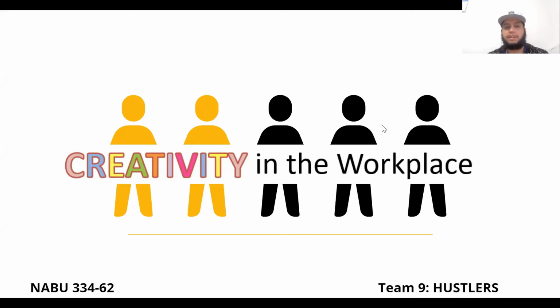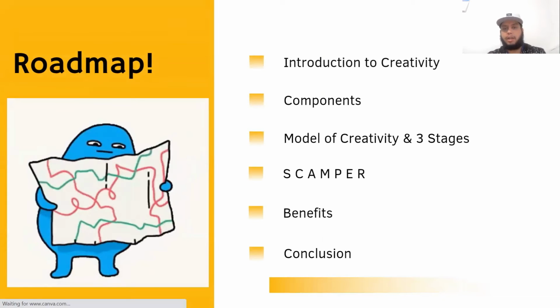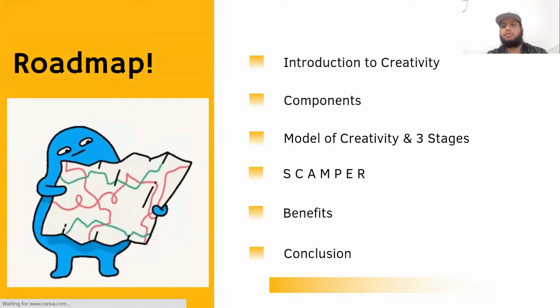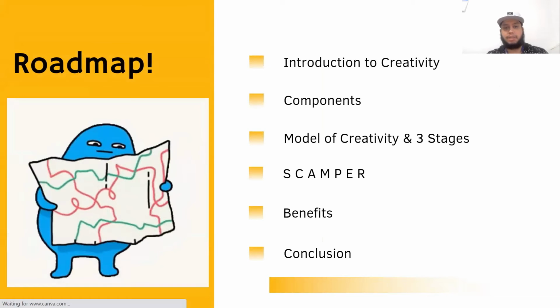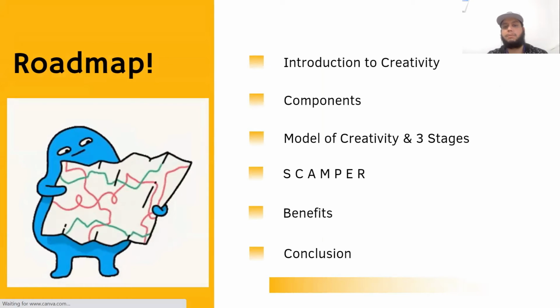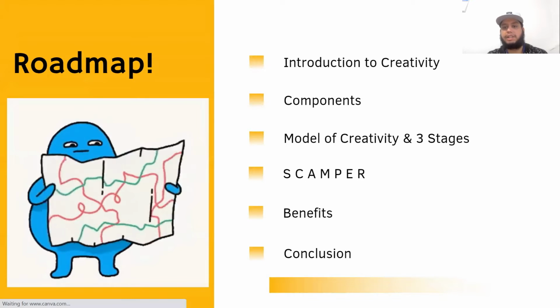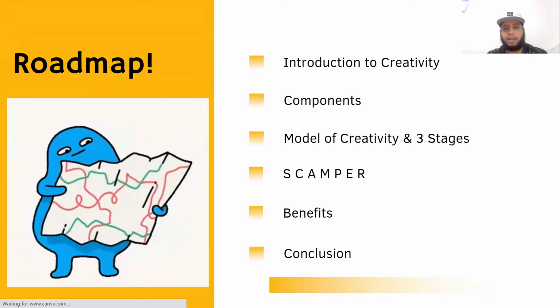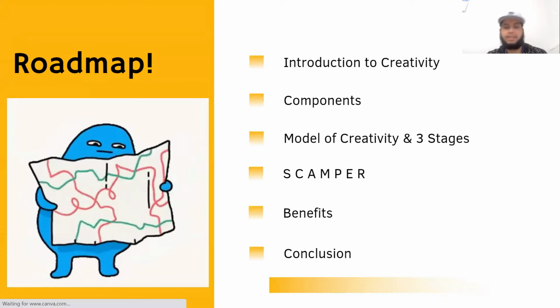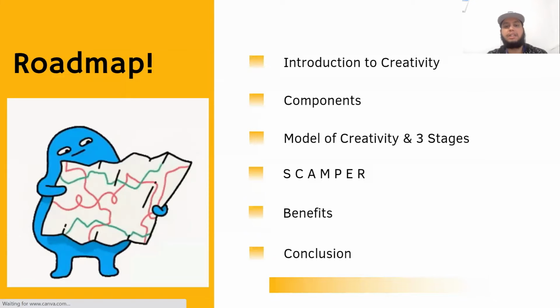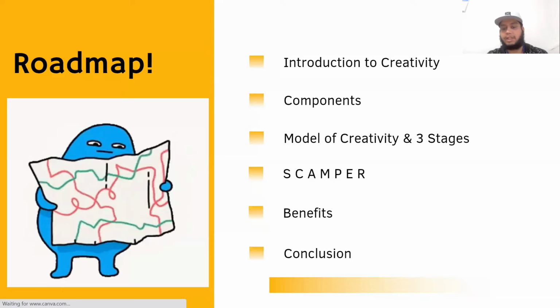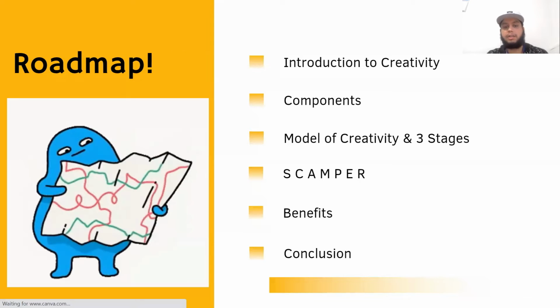Our topic for today's Teach Back is creativity in the workplace. So let's go through the roadmap. First, we'll give an introduction to what creativity is for different people. Next, we'll go through the components of creativity. After that, we'll be covering the model of creativity and its three stages. Next, we have a short video of scamper activity. After that, we'll be covering the benefits of creativity and then we'll conclude with it.